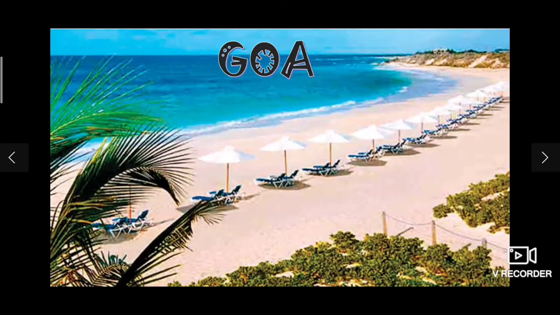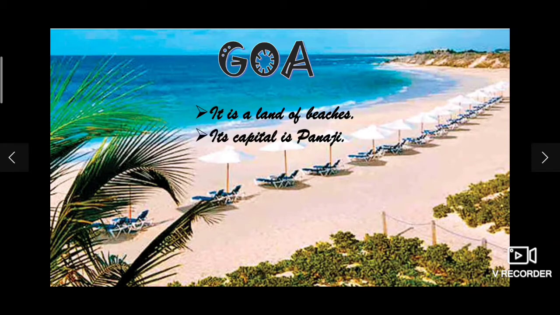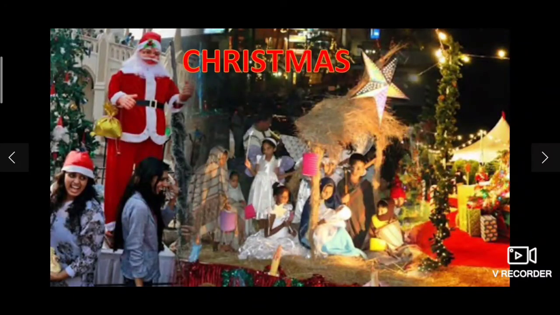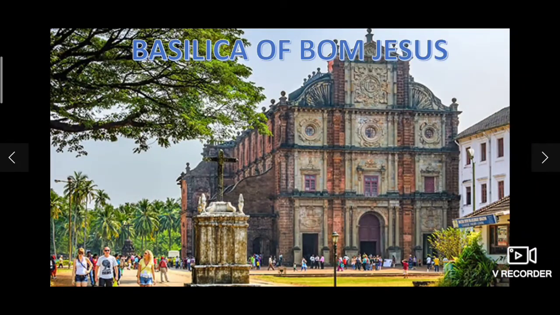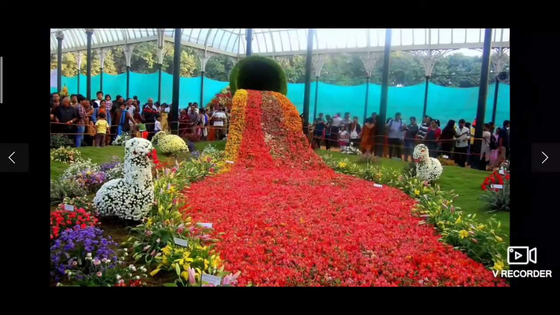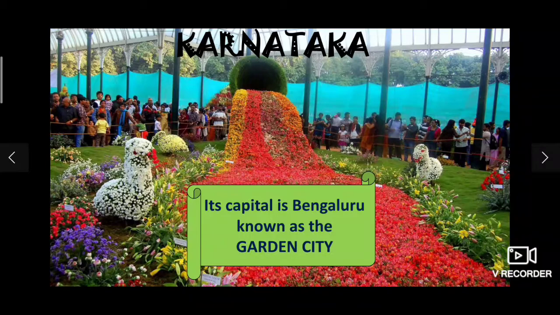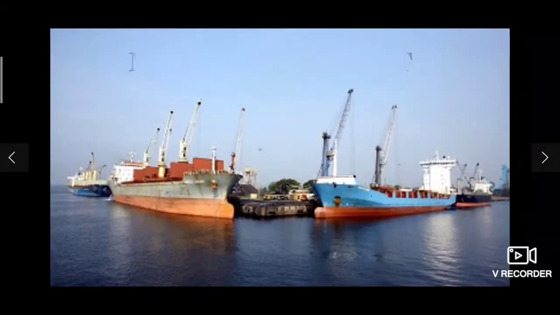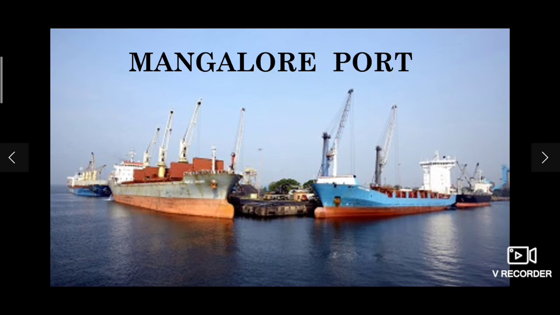Goa. It is a land of beaches. Its capital is Panaji. Christmas is the main festival in the state. The Basilica of Bom Jesus is the most famous church in Goa. It contains the body of Saint Francis Xavier. Karnataka. Its capital is Bengaluru, known as the Garden City. Mangalore is an important seaport here.